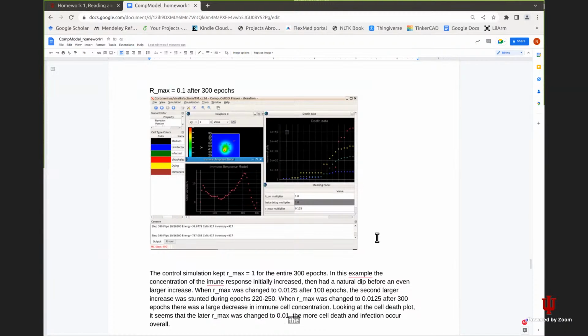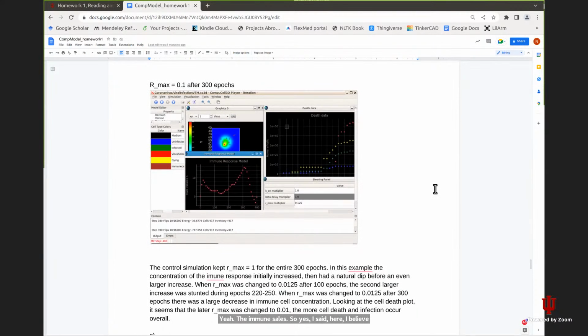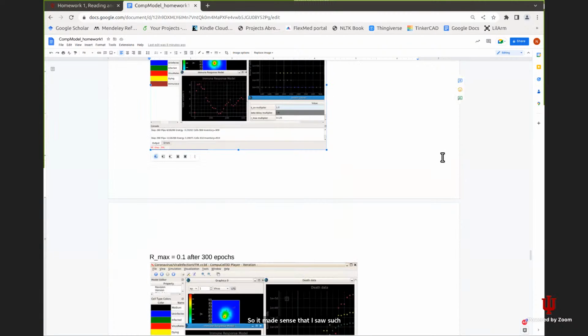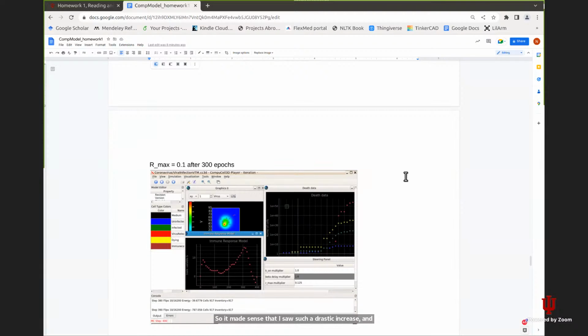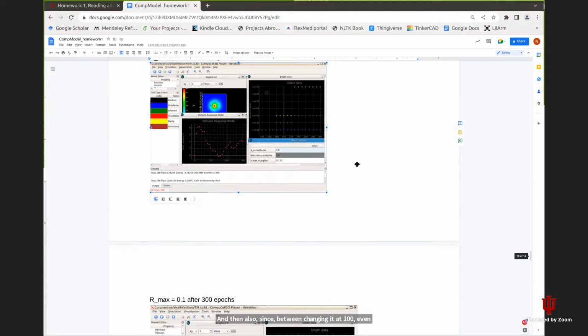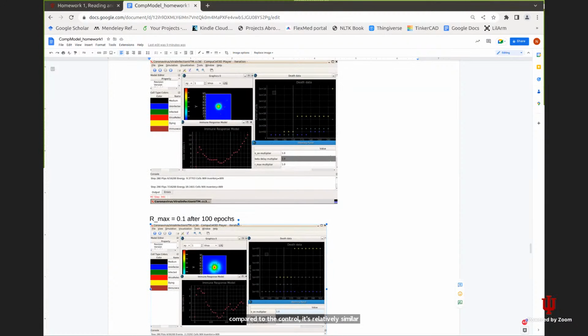immune cells. I believe I'm forgetting exactly what R max changed, what it said in the homework, but I believe it was directly related to the immune response. So it made sense that I saw such a drastic change. And between changing it at 100 epochs and 300, looking at my death data compared to the control, it's relatively similar. We had a bit of cell death and a little bit of infection.